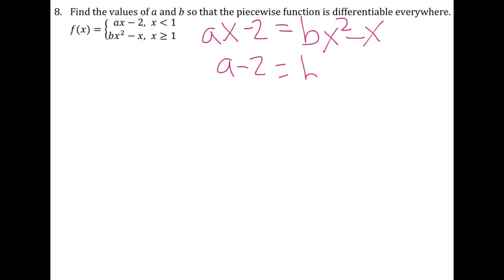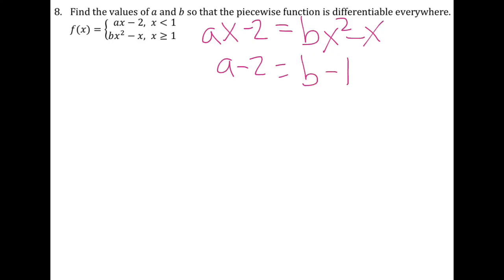Okay, problem 8. Same idea as number 7, except now we want to make this function differentiable. We need the same idea: the function needs to be continuous, so we need ax minus 2 to equal bx squared minus x when x equals 1. So I get a minus 2 equals b minus 1.